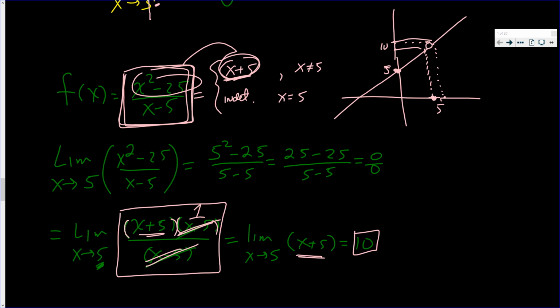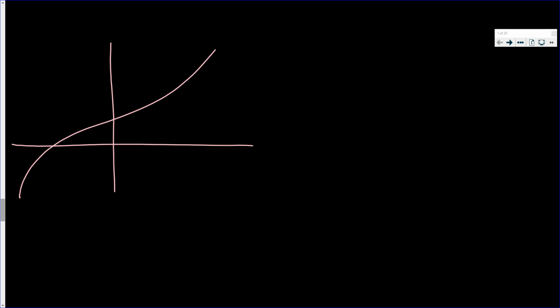Okay, let us do one more problem. Suppose we have a graph like this, except that point right there is not there. There's no point there. That's at x is equal to -2. This is 1. The name of the function is f of x.